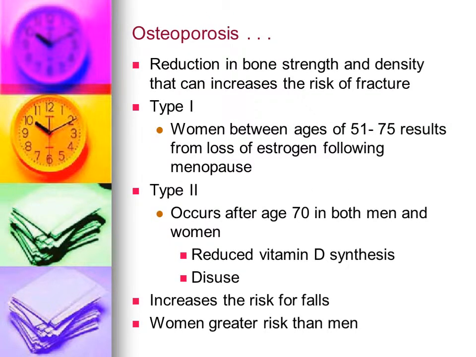Osteoporosis is the reduction in bone strength and density that can increase the risk of fracture. Type 1 would occur in women between ages 51 and 75, and this results from loss of estrogen following menopause. Type 2 occurs after age 70 in both men and women, and it's caused because of reduced vitamin D synthesis and disuse, or just not using those limbs.